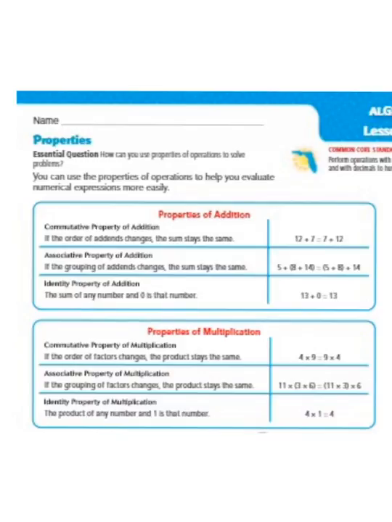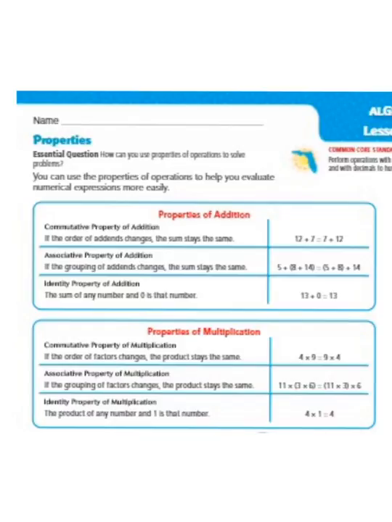And lastly, we have the identity property of multiplication. And this one is just a little bit different than the identity property of addition. The identity property of addition says the sum of any number and 0 is that number. Well, the identity property of multiplication says the product of any number and 1 is that number. For example, if we look over here, we see that 4 times 1 equals 4.